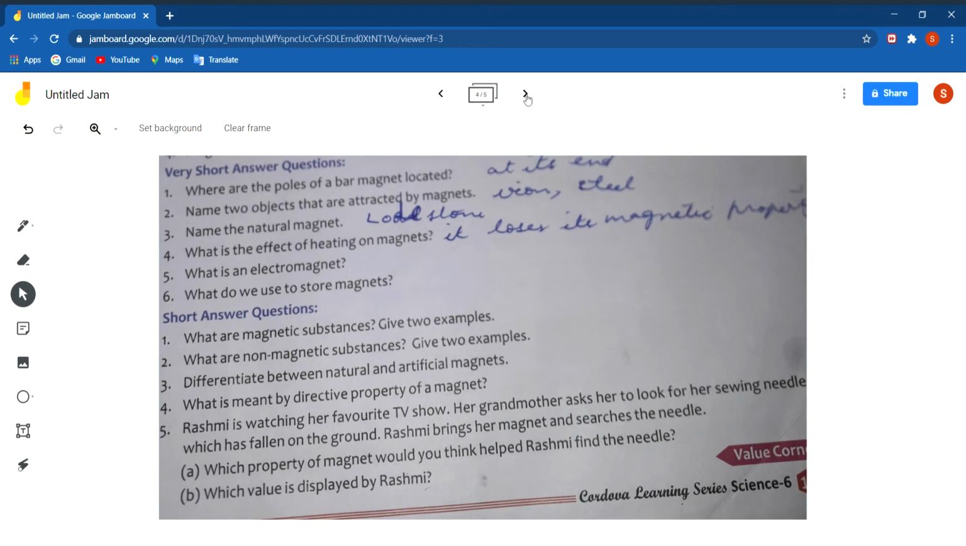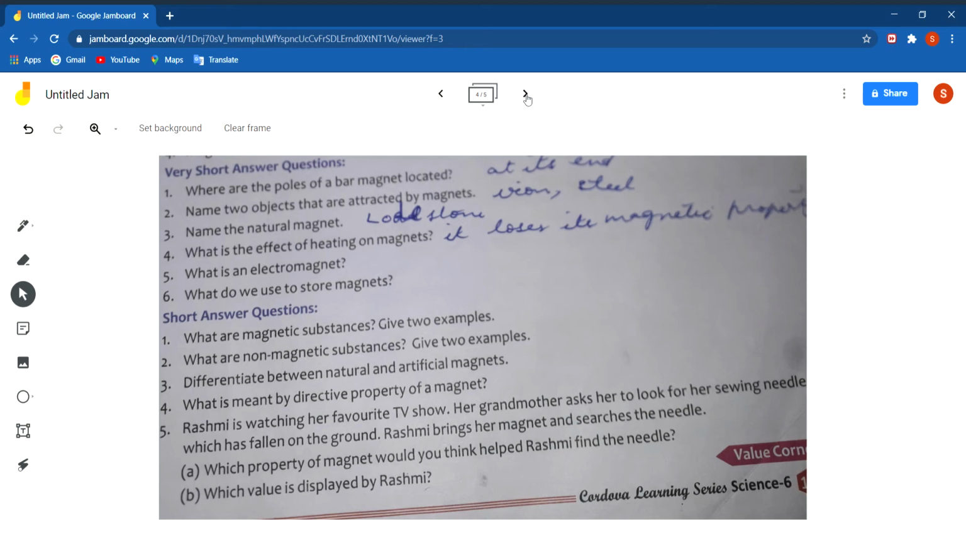Then what value is displayed by Rashmi? Helping and thoughtfulness. This value is displayed by Rashmi.